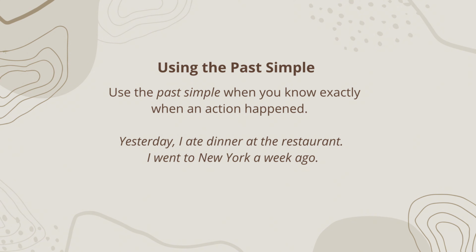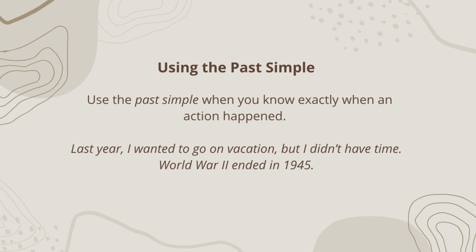Or I went to New York a week ago. We know exactly when this happened. It happened 1 week ago, so we're going to use the past simple of to go, which is went. I went to New York a week ago. And let's look at a couple more examples. Last year, I wanted to go on vacation, but I didn't have time. World War II ended in 1945. When we know the exact moment in time that an action happened, we're going to use the past simple.